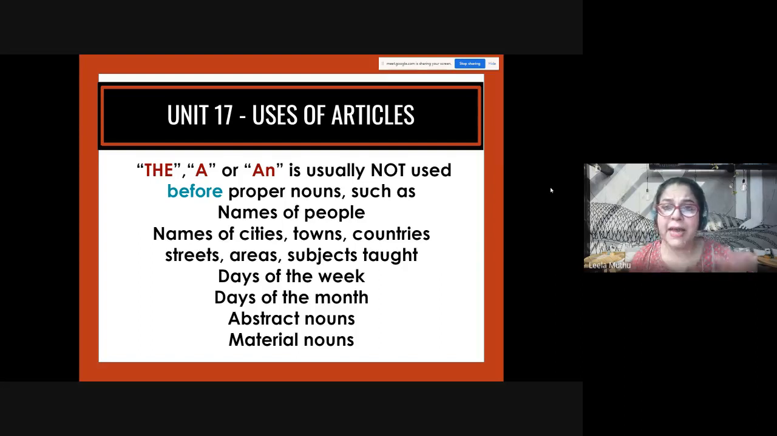Subjects like math, science, social studies. You cannot say I'm studying the science. I'm preparing for the social studies. No, you can't say that. Okay, before subjects. Days of the week. You can't say I am going for my dance class on the Thursday. You can't. It gets very cold in the December. No, you can't use it. In front of abstract nouns, you don't use it normally, nor in front of material nouns. So remember that.